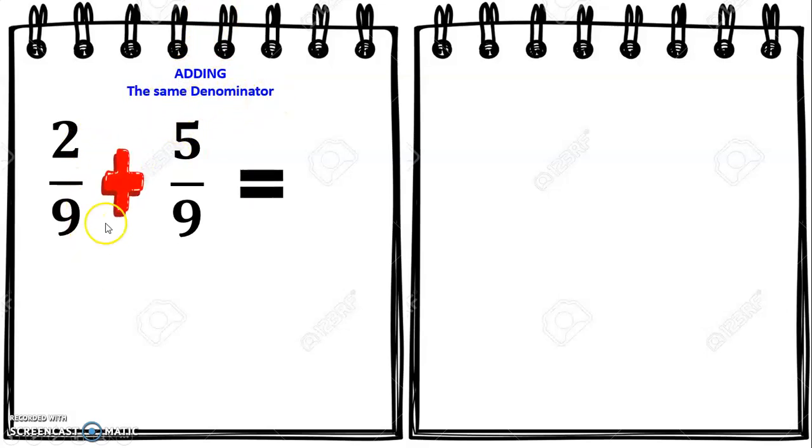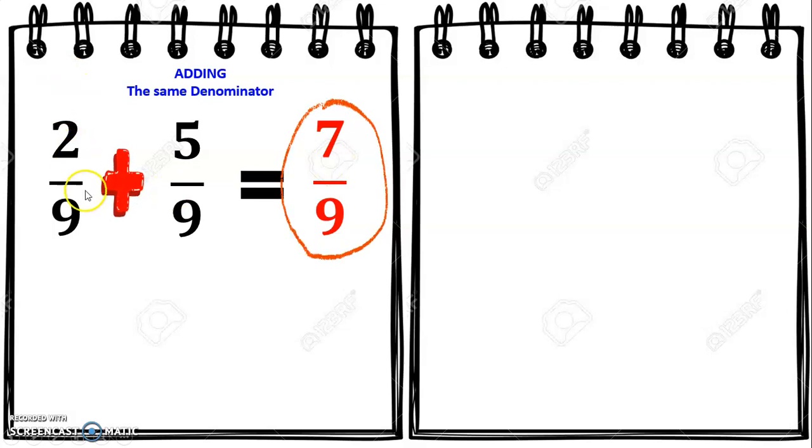So again, adding the same denominator: 2 over 9 plus 5 over 9. You can see they have the same denominator, right? Which is 9. So what we're going to do first is keep the denominator the same, which is 9. Now let's proceed to add the numerators. 2 plus 5 is equal to 7 over 9. So 2 over 9 plus 5 over 9 is equal to 7 over 9. That's it. Very easy.